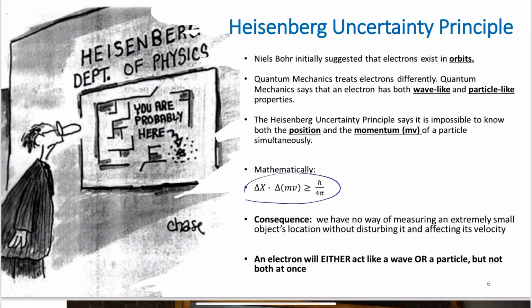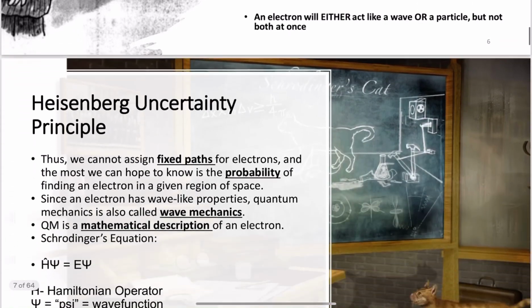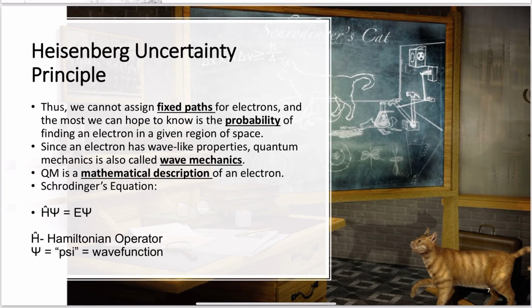But the consequence of all of this is we have no way of measuring an extremely small object's location without disturbing it and affecting its velocity. If we do measure it, we're going to affect it. An electron will either act like a wave or a particle, but not both at once. So with the Heisenberg uncertainty principle, we cannot assign fixed paths for electrons, meaning we can't say the electron only resides here. The most we can hope to know is the probability of finding an electron in a given region of space. Since an electron has wave-like properties, quantum mechanics is also called wave mechanics.